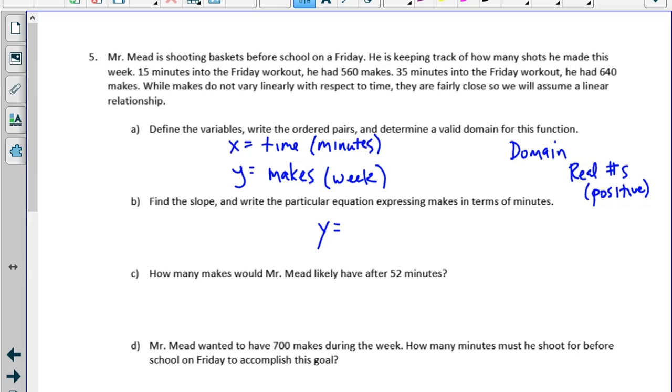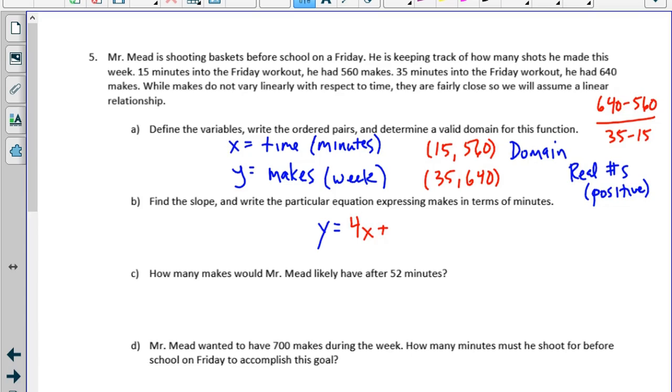So if I'm going to do that, then I need to take a look at the 2 points that I have. Oh, I forgot to write the ordered pairs. So the ordered pairs in this problem are (15, 560) and (35, 640). So if I do the slope equation, I end up with 80 divided by 20. So that means my slope is 4.